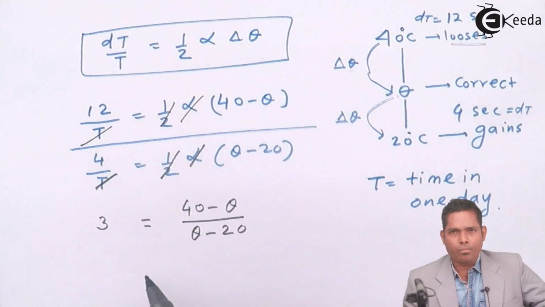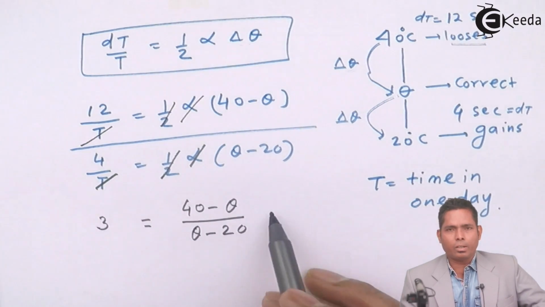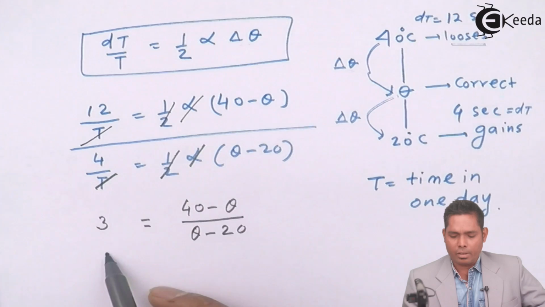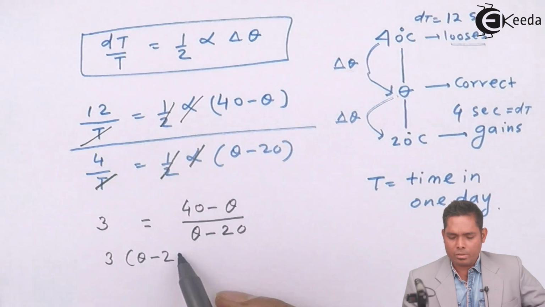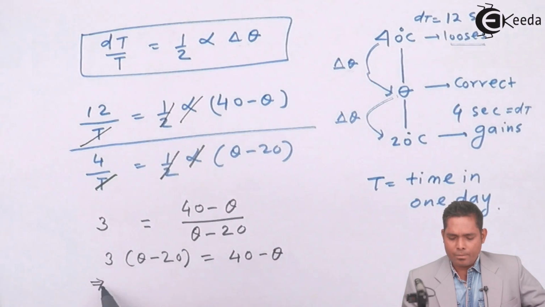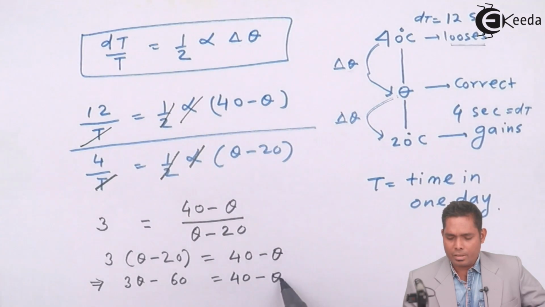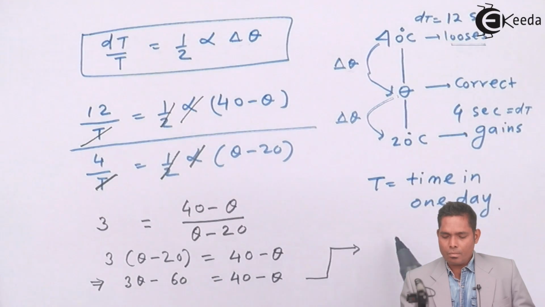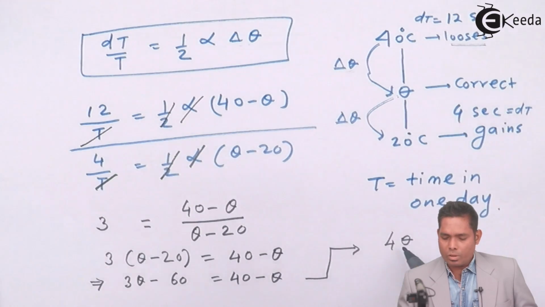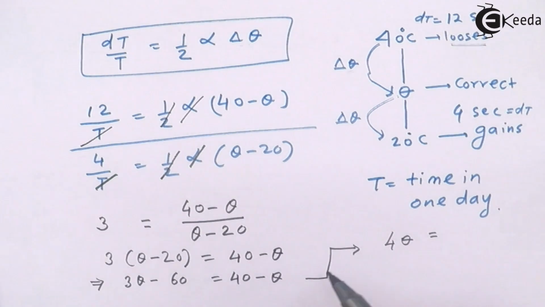Now, because this is one equation and one unknown, I can get the value of theta by cross multiplication. I get 3 into theta minus 20 equals 40 minus theta. This implies that 3 theta minus 60 equals 40 minus theta. Theta comes to this side and this becomes 4 theta. 4 theta equals 60 plus 40, which is 100. So theta comes out to be 25 degrees centigrade.